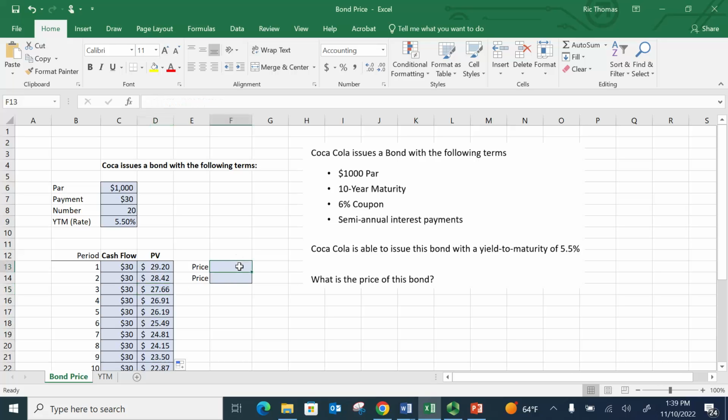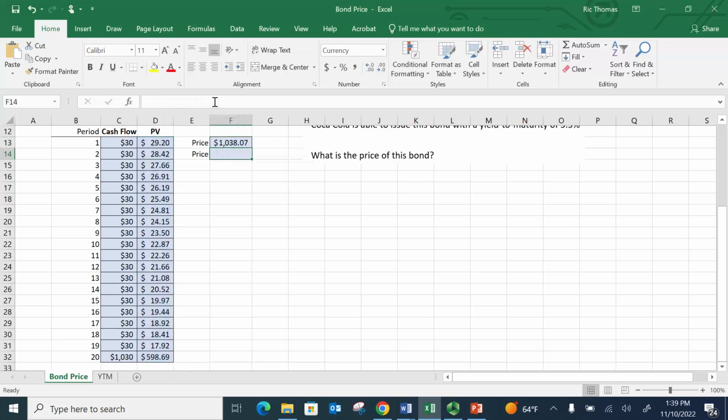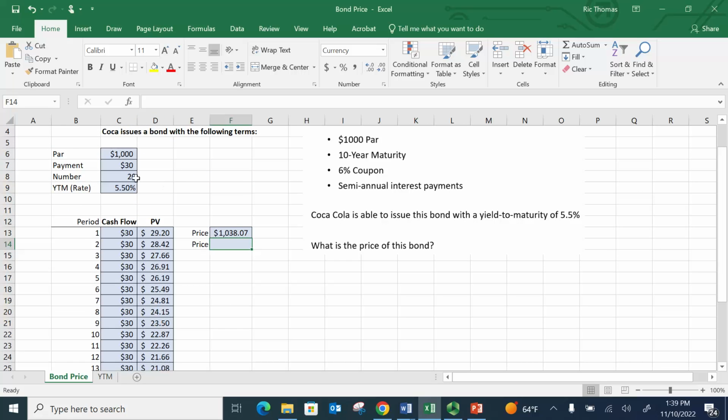The price of the bond is simply going to be the summation of all of these present values. So we just sum all that up, and I get $1,038.07. Notice that the price is higher than the par amount. So the bond is trading at a premium. It's trading at $38.07 above par.